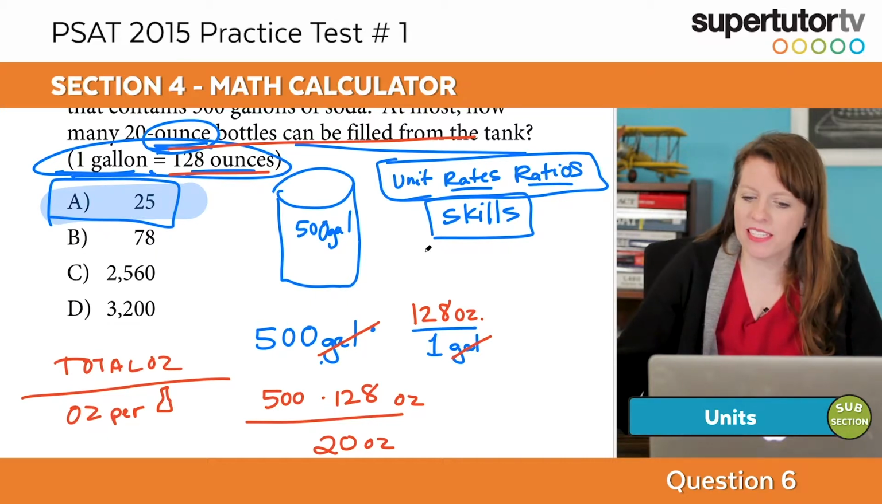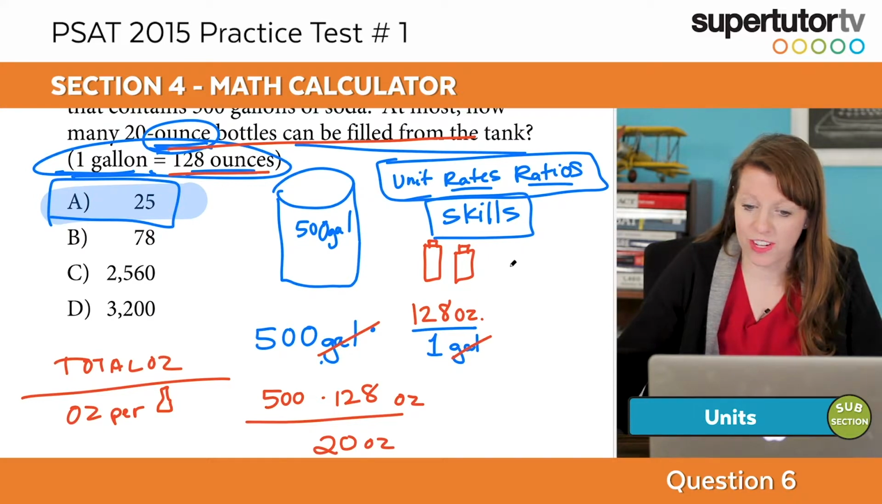Because think about it, sometimes I like to think these through just with my brain. If I have all these bottles, there's some bottles. Those look like shampoo. I'm trying, people. This is an art class.